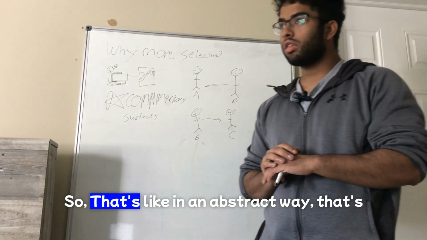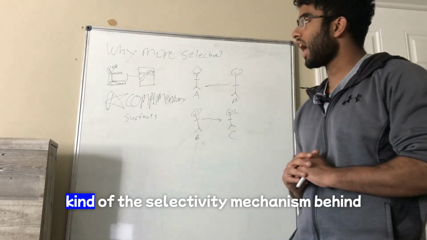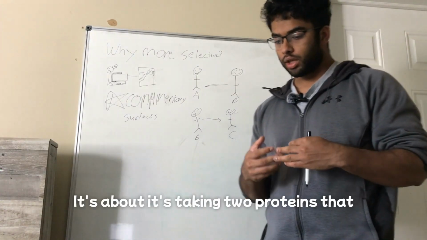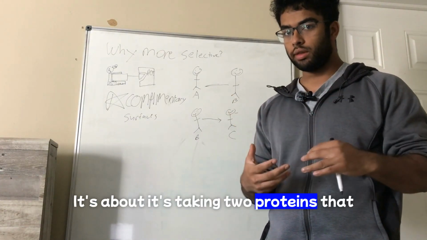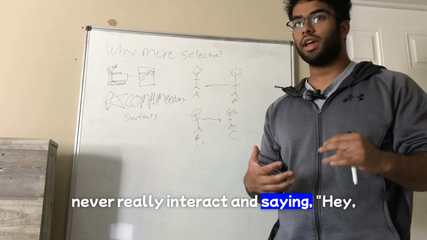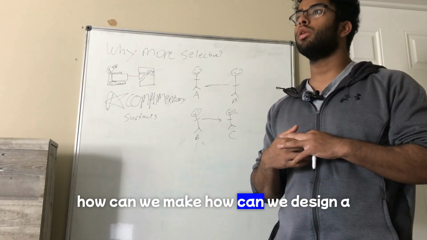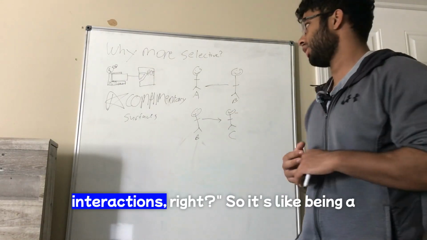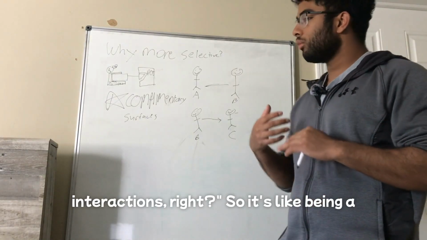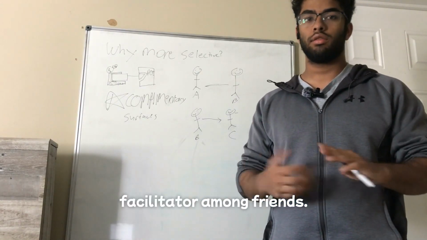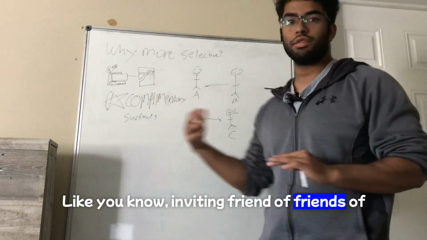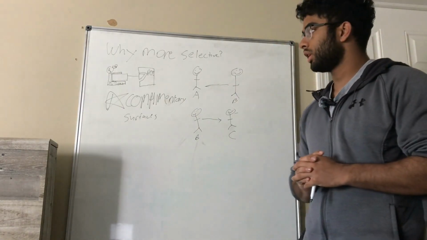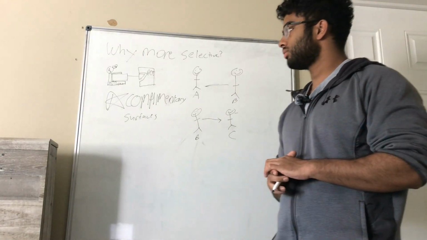So in an abstract way, that's the selectivity mechanism behind PROTACs, right? It's taking 2 proteins that never really interact and saying, hey, how can we design a drug that allows for favorable interactions, right? So it's like being a facilitator among friends, inviting friends of friends to places, getting them to hang out with really good friends, things like that. Now let's get into the sciencey stuff.